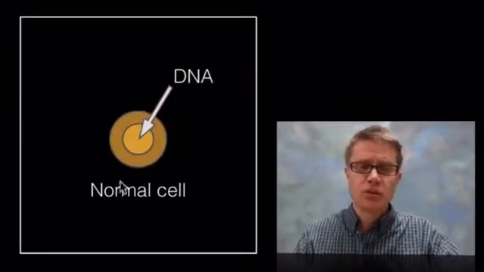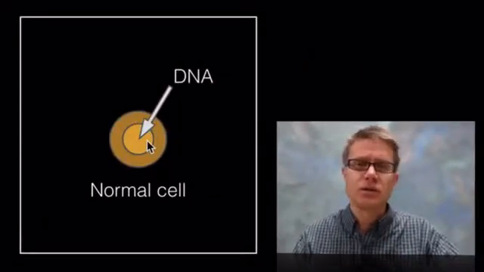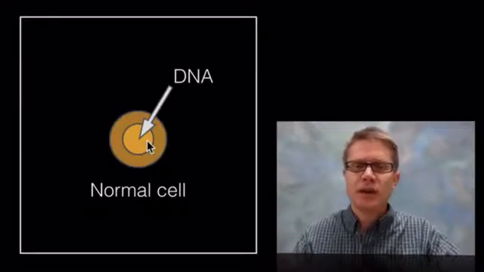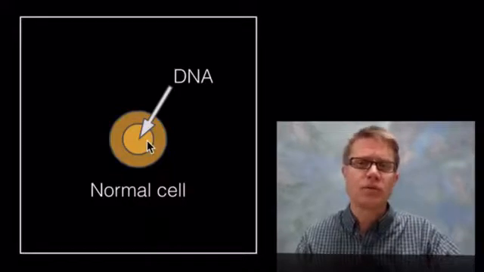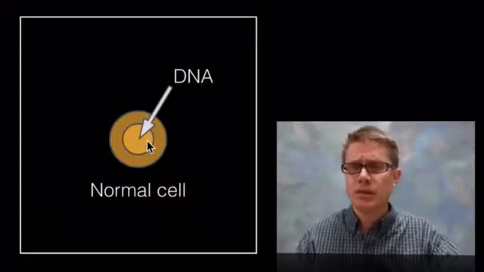If we look at a normal cell, on the inside of the cell is the nucleus, and that contains DNA. And the DNA contains genes that control the actions of the cell. One of those important actions is how a cell makes a copy of itself, how it goes through what we call the cell cycle.